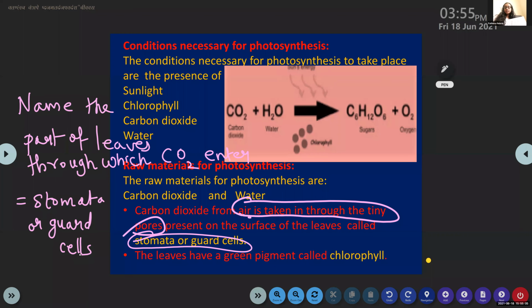Can you repeat it again? Name the part of leaves through which carbon dioxide enters or is taken. Actually, carbon dioxide is taken from air, but it enters the leaves through stomata or guard cells. It's one type of cell, because last class we studied cells. So stomata is a type of cell and we call it guard cells.